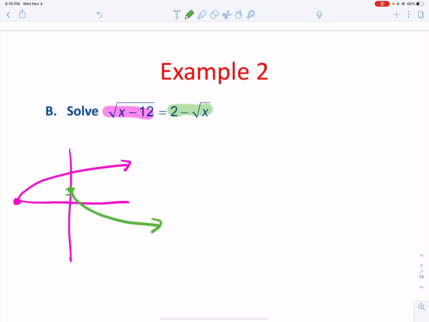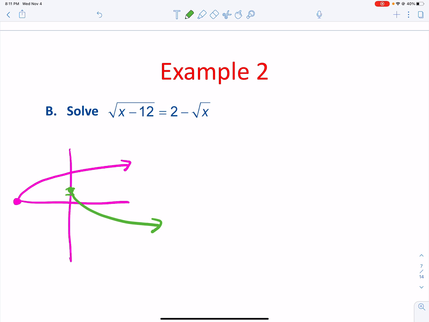Look at these two graphs. Does the pink graph ever hit the green graph? No, they don't. But you're going to have to mathematically show me that. You're going to have to get the correct answer and then show me. But at least we know right now, before we start this problem, it's not going to work. And so you can do that before. I'm going to do the next one and I'm going to do it at the end.